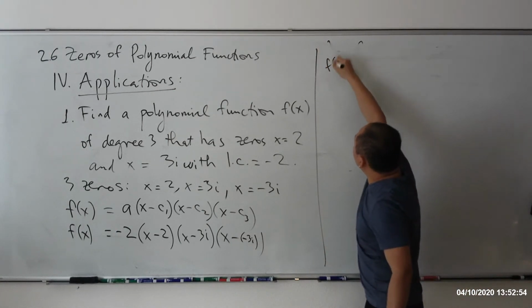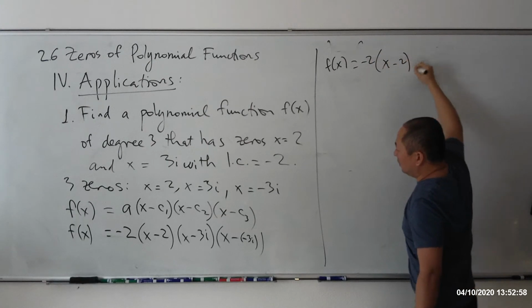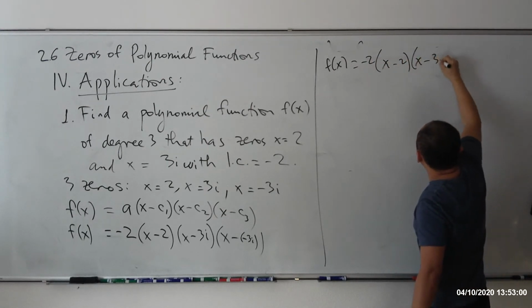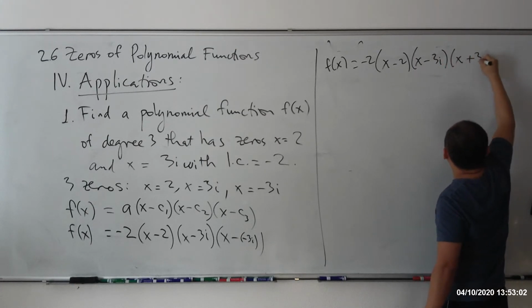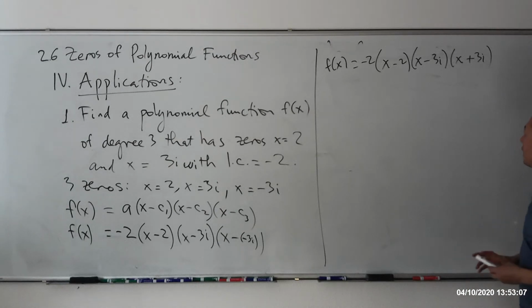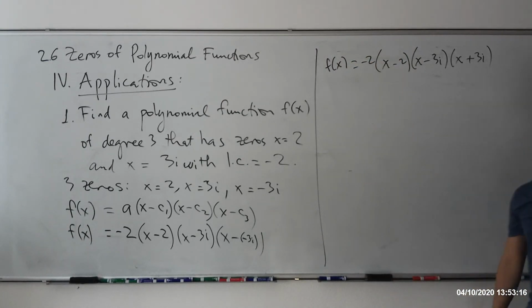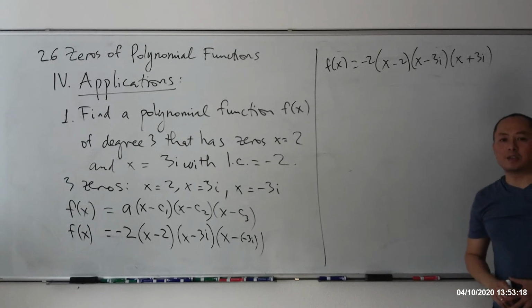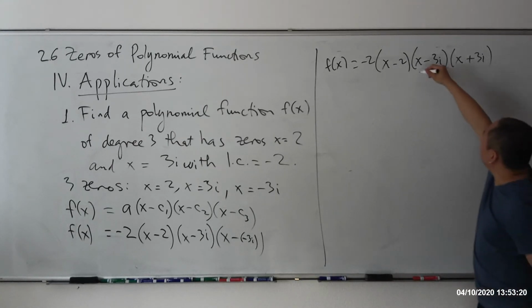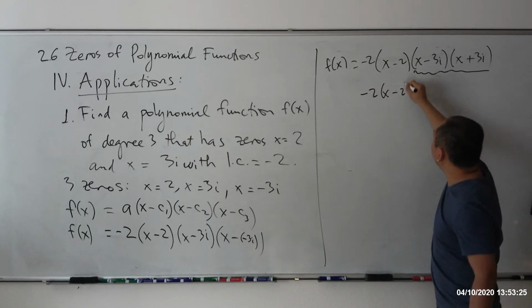Okay? So f of x is equal to negative 2 times x minus 2, x minus 3i, and x plus 3i. You can multiply any two factors among those together, that's fine. But I claim that it would be easier if you take care of the pair of conjugates first, because it's going to help you to cancel out the imaginary number i. Okay? So I'm going to FOIL this thing out. I'm going to leave negative 2 times x minus 2 alone.